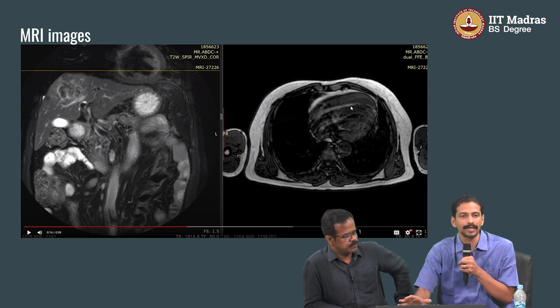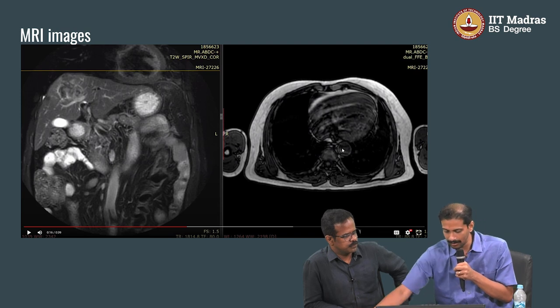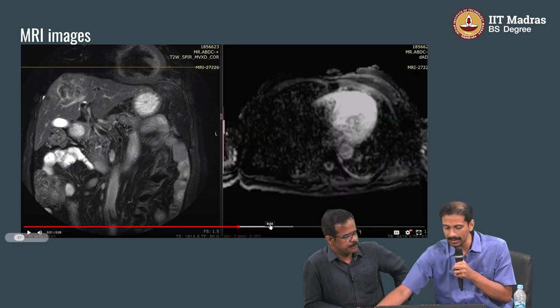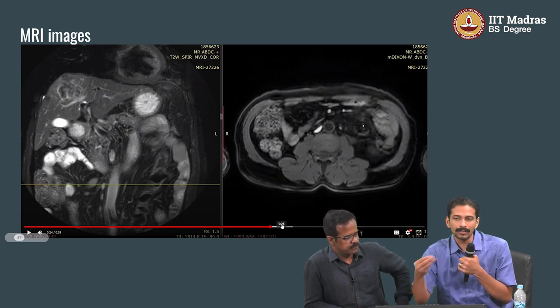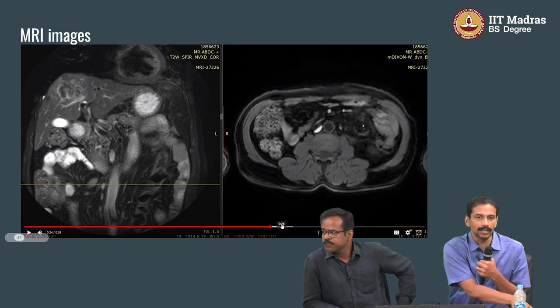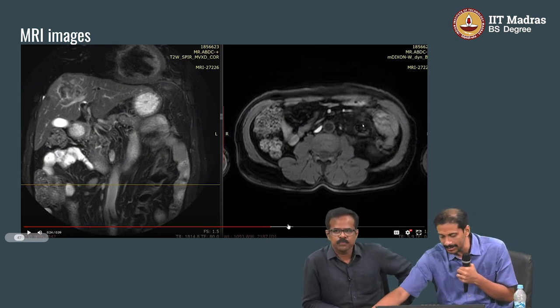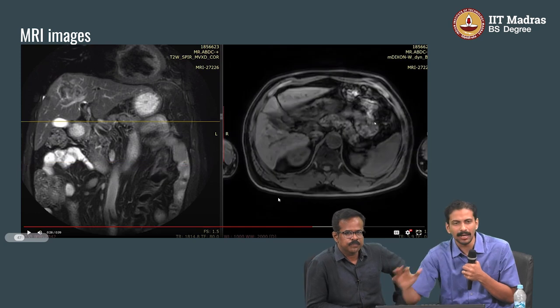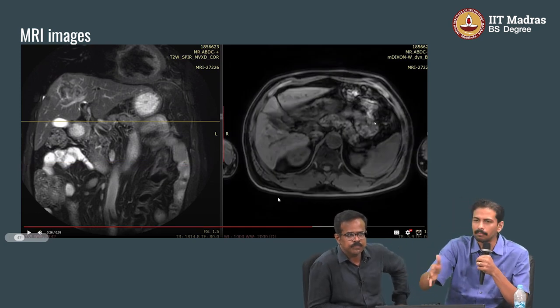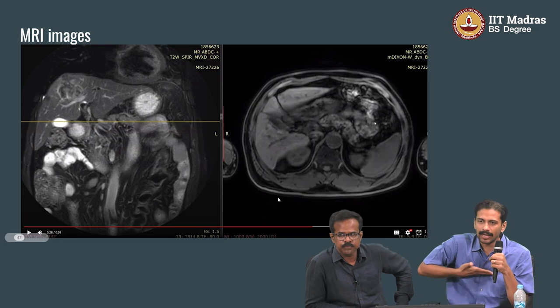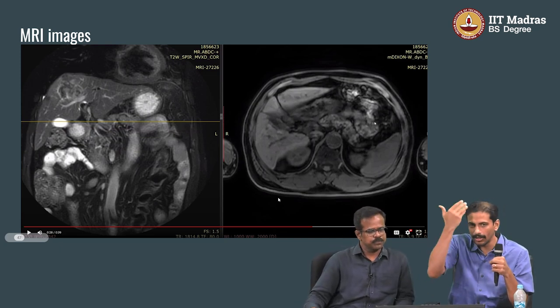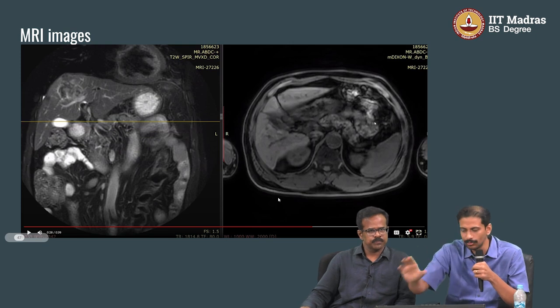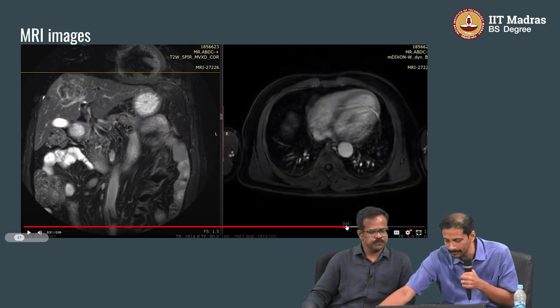This is a T1 weighted image. This is a diffusion weighted image. This is a post contrast image, the image which is acquired after giving some contrast into the body. So the point is that MR has multiple sets of images, but the idea is the same. Either you cut like this and have a stack, or you cut like this and have a stack, or cut like this. So you acquire the entire volume in that way.